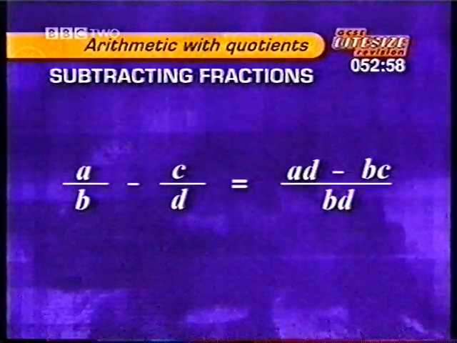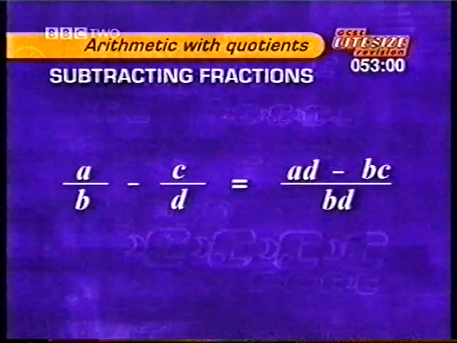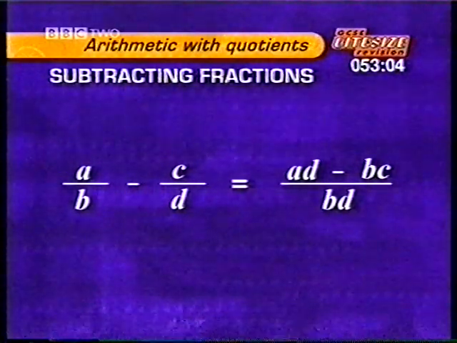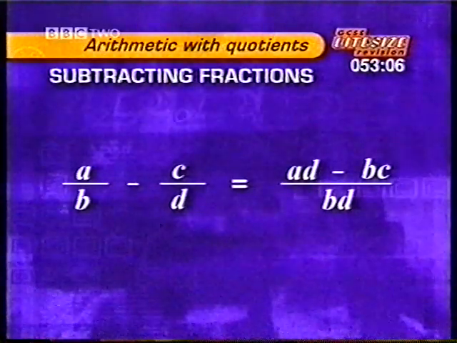A general rule for the subtraction of fractions is a over b subtract c over d equals a times d subtract b times c over b times d.